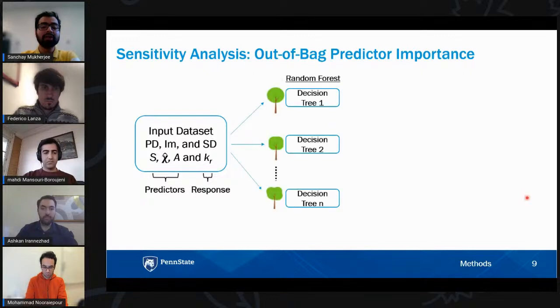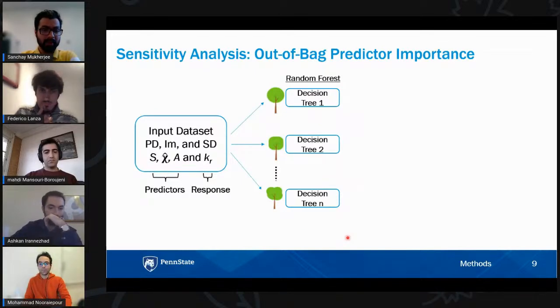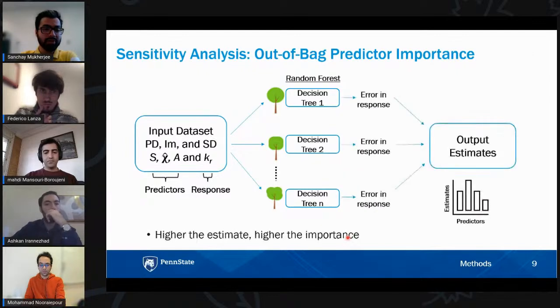Once we input all the data, we use a random forest model to train decision trees. We have used 500 decision trees for this study. After the model is trained from all the data, what the out-of-bag predictor does is that it permutes every variable of the predictors such as saturation, connectivity, and interfacial area, and then figures out a response. Since it already knows what the true response is, it can figure out the error in the responses.